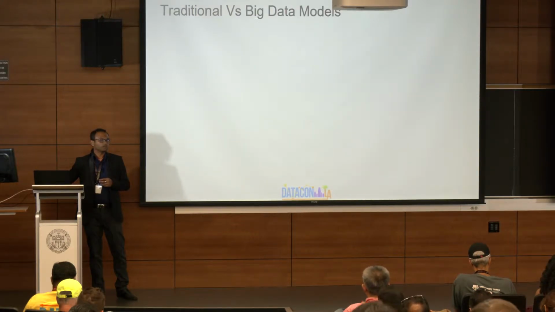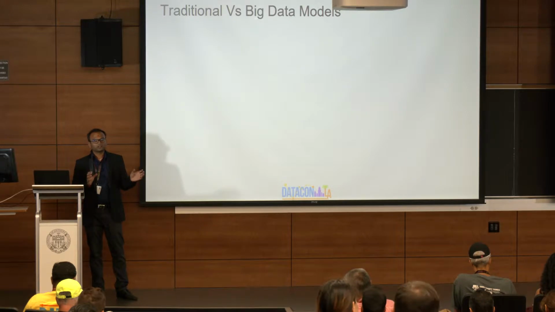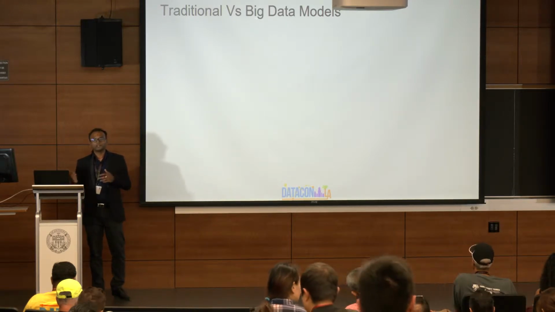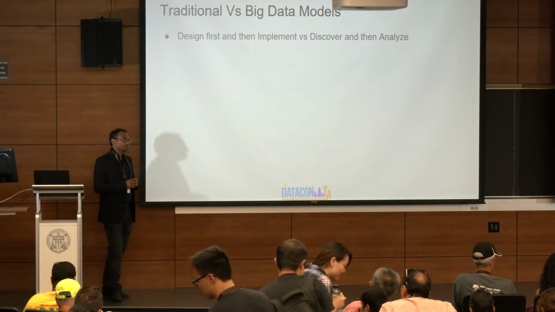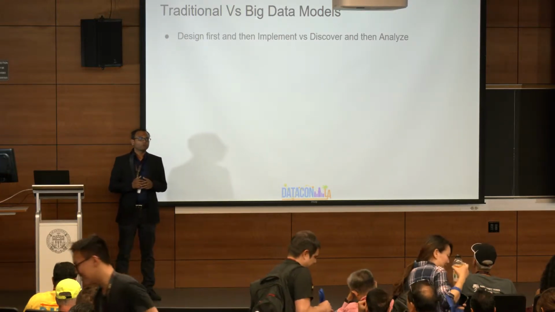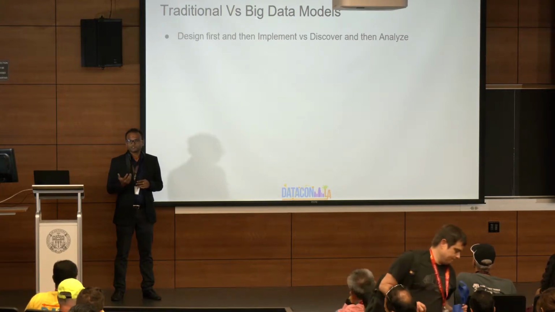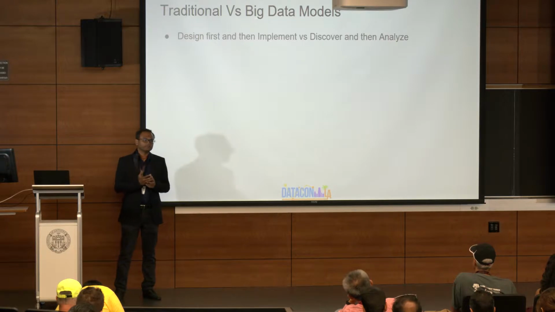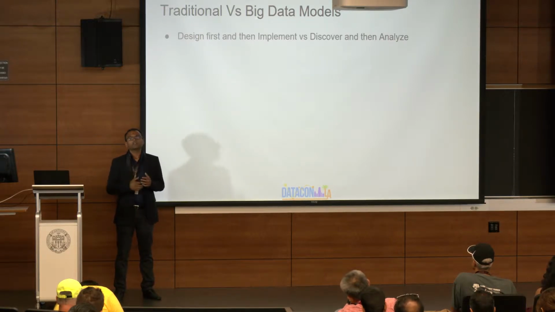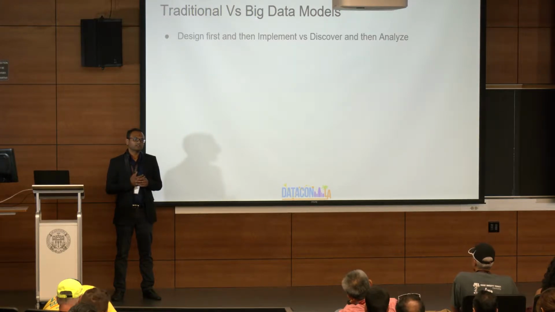Now we know what big data is. So let's compare our traditional data modeling with big data. The first key difference between those two is how we design it, how we approach it, how we process it. For the traditional data model, first we design the data model and then we build it. But for big data, the process is different. First we discover what we have, what we can do, and based on that analysis, we perform our task.